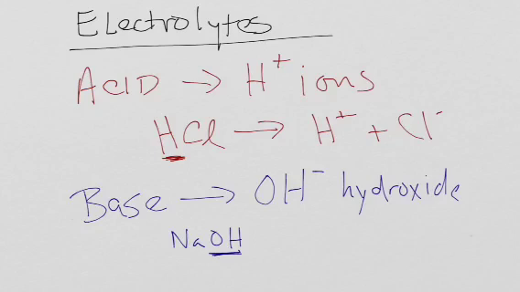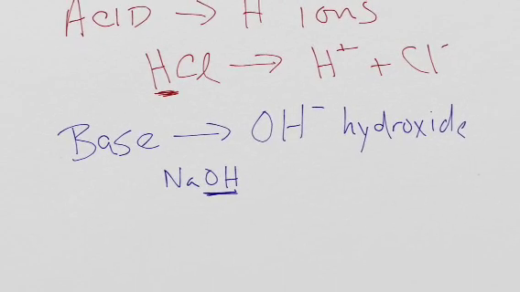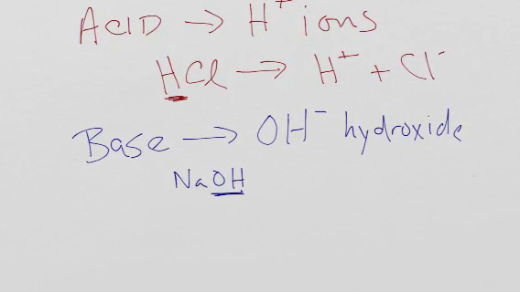That's a basic substance. And then finally, the last of our big three is the salt. A salt is the combination of a metal and a nonmetal. We know that nonmetals are on the right side of the staircase. Metals are on the left, with the exception of hydrogen. So salts have a metal plus a nonmetal.